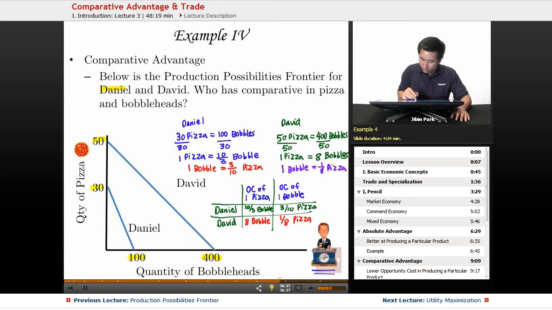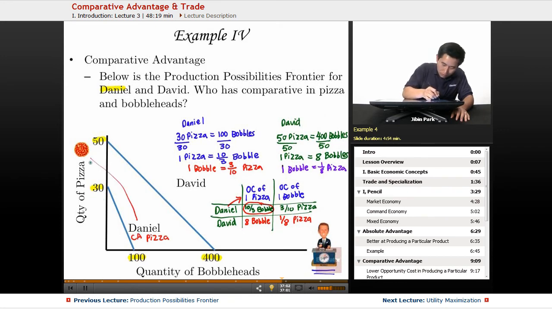Now again, when you're dealing with fractions, it might be a little bit harder. I think this is fairly apparent here. David's opportunity cost of making pizza is 8 baubles, whereas Daniel's is only 10 over 3. So Daniel has comparative advantage, just like it was predicted here. Daniel has comparative advantage in making pizza. Okay, so Daniel is going to be the one making this nice pepperoni pizza right here.